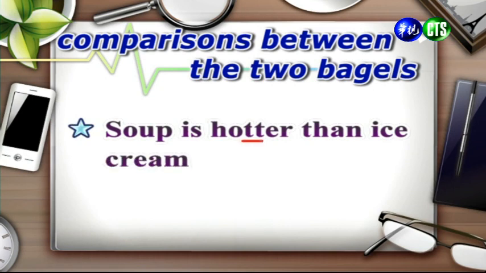Another rule is that if we have a one-syllable adjective that ends with a single consonant, we should double this consonant before adding er.